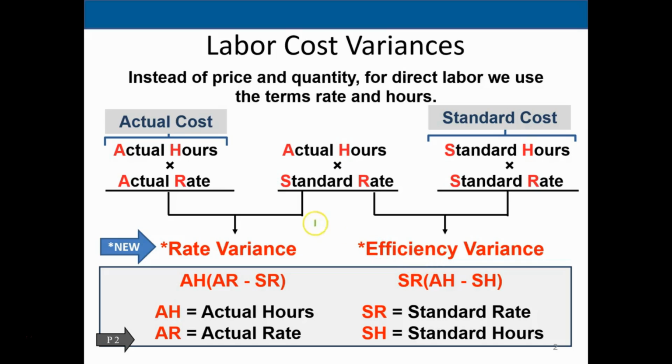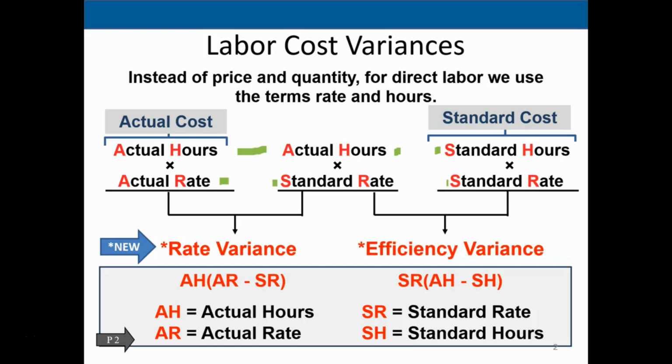So if we do the same type of calculation, we see that we can compare the rate variance, where we keep the actual hours constant through our calculation, and the rate is the thing that changed. So if we take the actual hours times the actual rate and subtract that from the actual hours and the standard rate, that gives us our rate variance. If we compare that over here to the efficiency variance, then we're going to take the actual hours and the standard hours. Those are the things that are going to change. So actual hours times the standard rate compared to the standard hours times the standard rate.